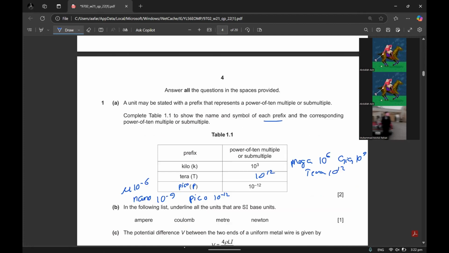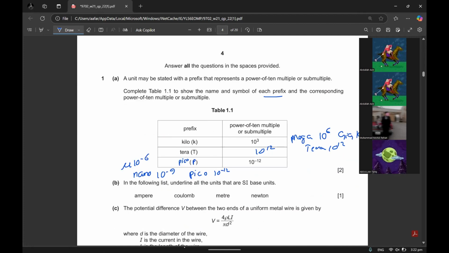So in the following list, underline all the units that are SI based units. So meter is an SI based unit and ampere is an SI based unit only.